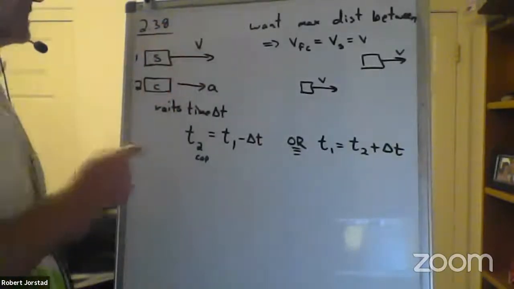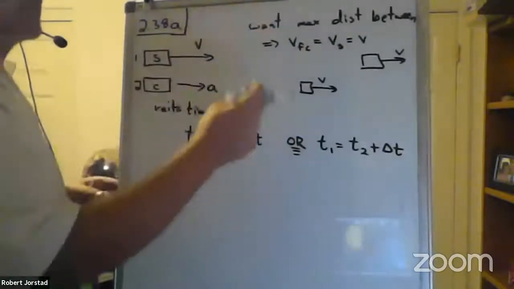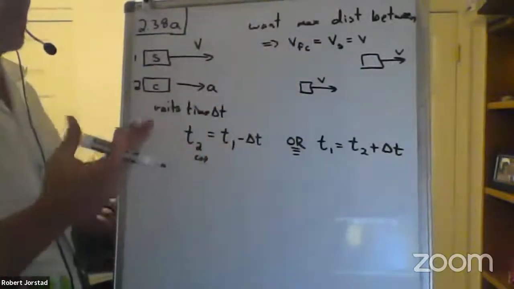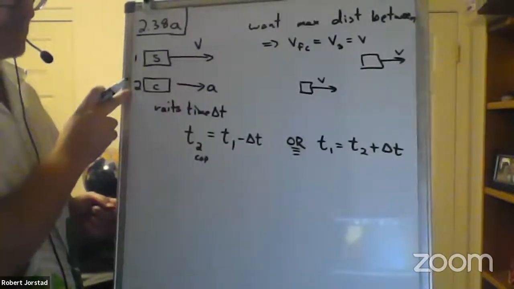We want the max distance between. We're doing 2.38 part A. We know that max distance between means the cop and the speeder have the same velocity, so I drew that over here. I'm labeling the speeder number 1 and the cop number 2.